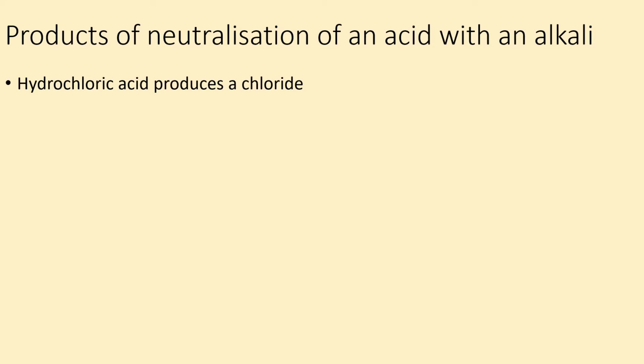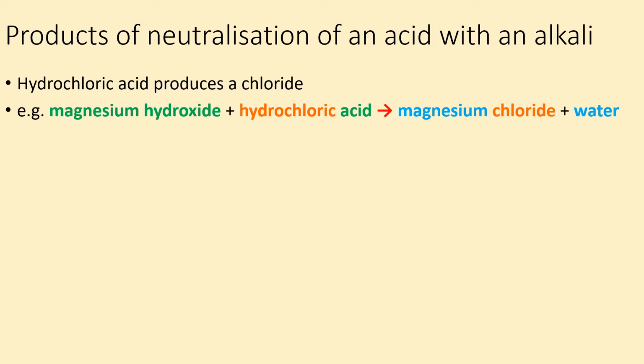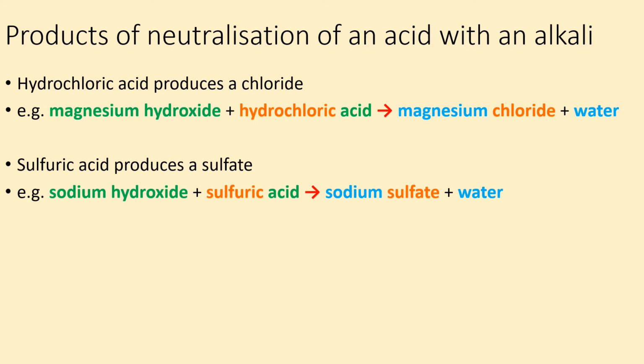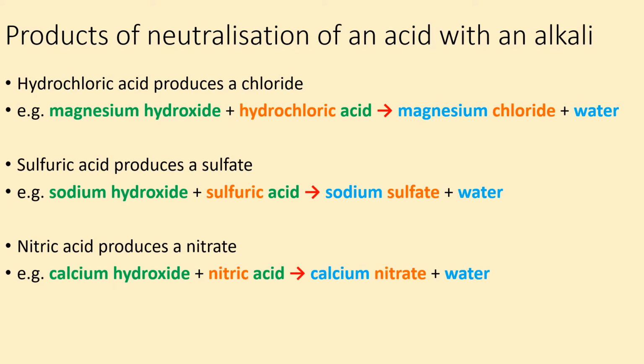Hydrochloric acid produces a chloride, for example, magnesium hydroxide plus hydrochloric acid, arrow, magnesium chloride plus water. Sulfuric acid produces a sulfate. For example, sodium hydroxide plus sulfuric acid makes sodium sulfate. So here you've got hydrochloric makes a chloride, sulfuric makes a sulfate. The clues are in the names, it's quite useful. Nitric acid makes a nitrate. Calcium hydroxide plus nitric acid, arrow, calcium nitrate plus water. Feel free to pause and write those down.